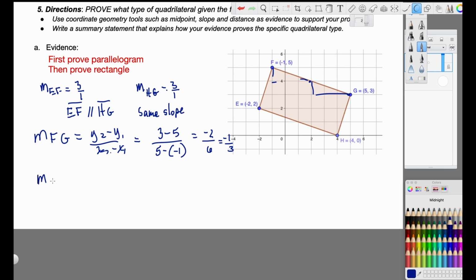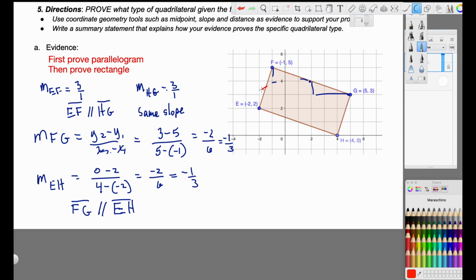And now let's get the slope for E to H. Okay, y2 minus y1, so that's going to be 0 minus 2 over 4 minus negative 2. Okay, so the slopes are the same. So that means that FG is parallel to EH. All right, so now we know this. We've proven that it's a parallelogram now.